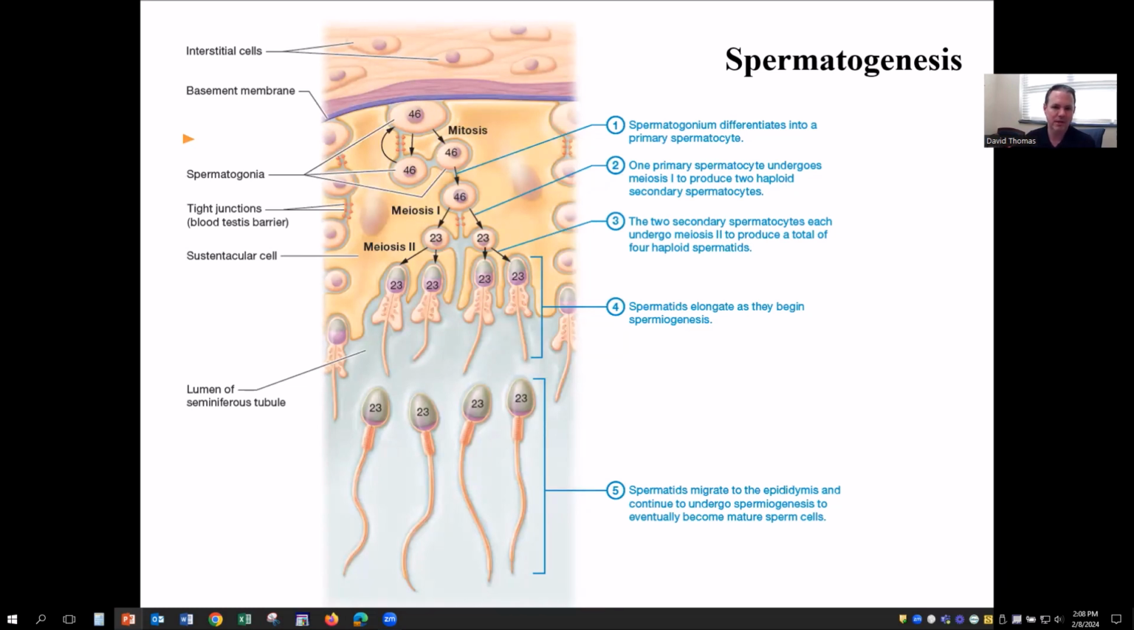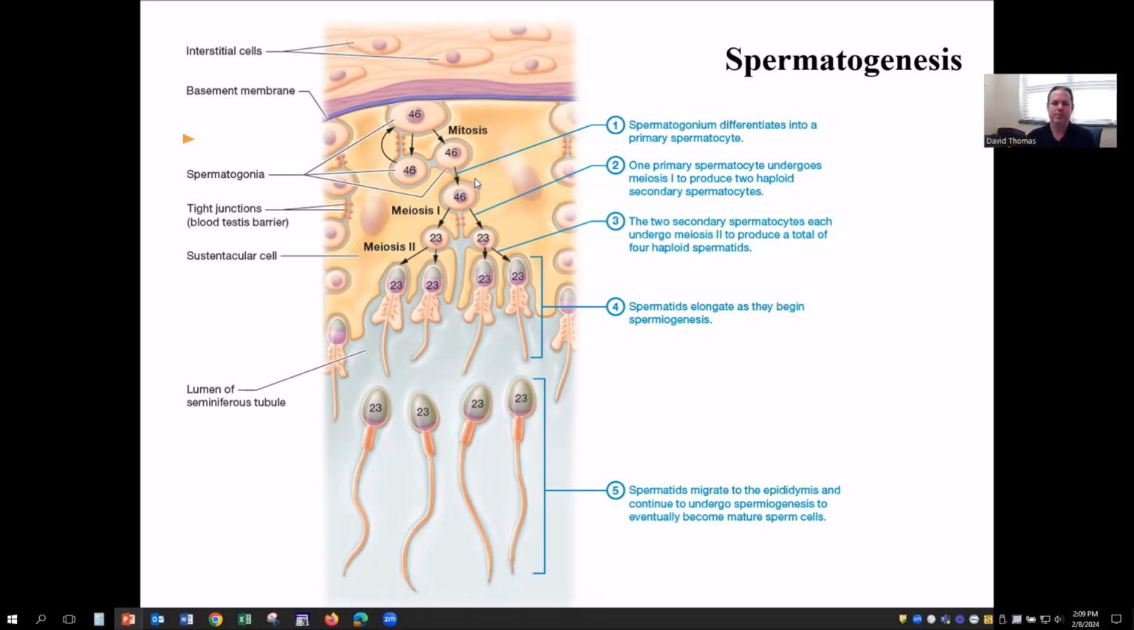Notice that they've listed the chromosome number here. So these are diploid cells. They have 46 chromosomes, 2 copies from each parent. Initially, that stem cell is going to go through mitosis. In other words, it's going to make an exact copy of itself. So it divides, going through prophase, metaphase, anaphase, telophase, just like any of our other cells going through mitosis would. It makes copies of itself, and then that copy differentiates and develops into what's known as a primary spermatocyte.